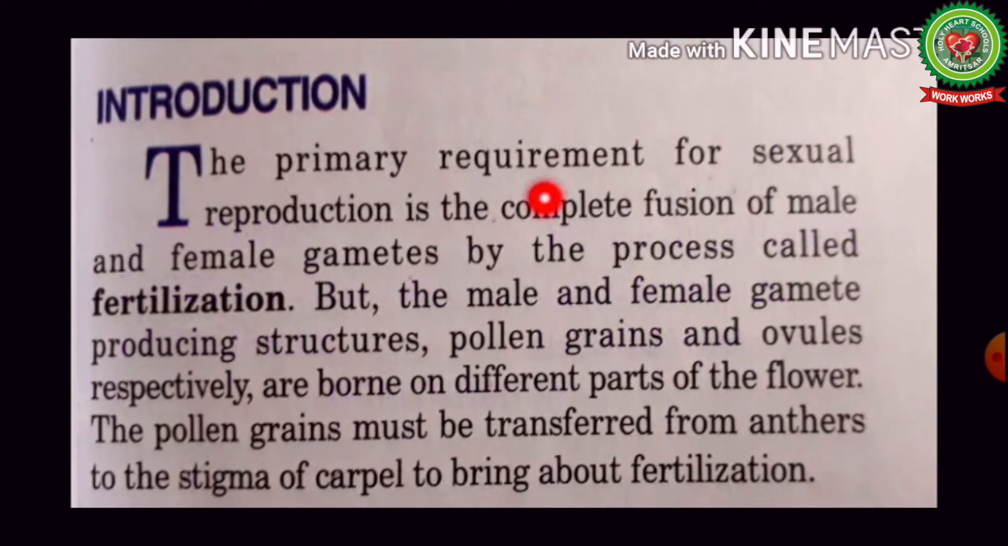First is introduction. The primary requirement for sexual reproduction is the complete fusion of male and female gametes by the process called fertilization. And fertilization is the fusion of male and female gamete to produce zygote. But the male and female gamete producing structures, pollen grains and ovules respectively, are born on different parts of the flower. The pollen grains must be transferred from anthers to the stigma of carpel to bring about fertilization.